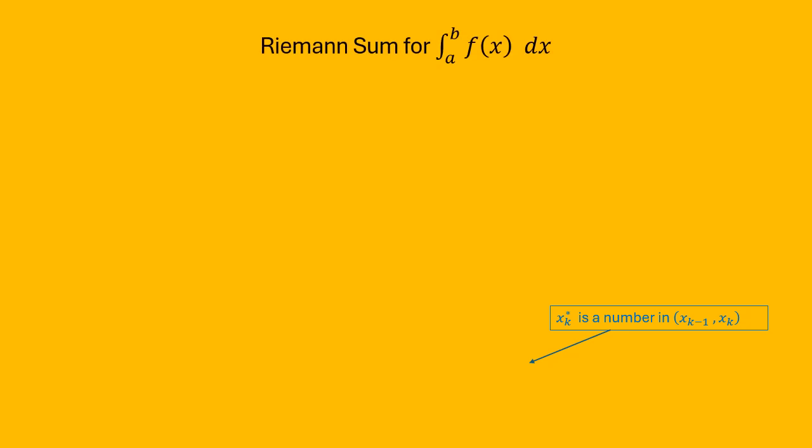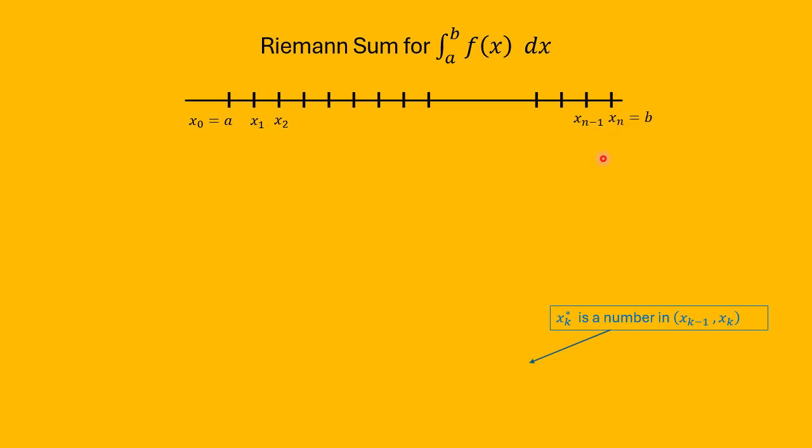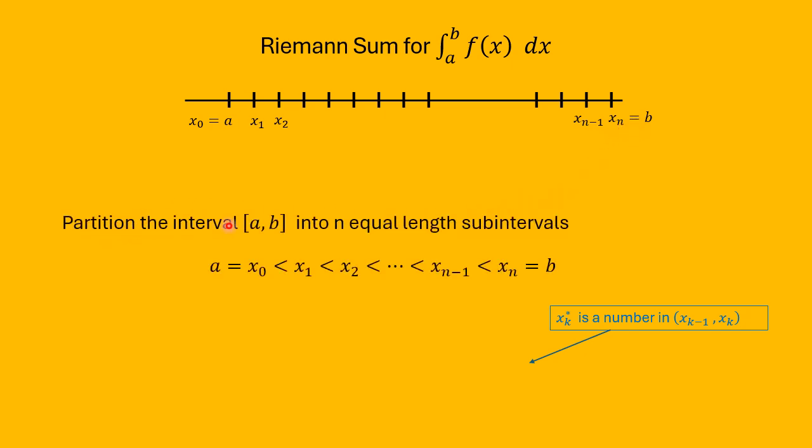Let's start by reviewing the Riemann sum for a single integral, the integral from a to b of the function f of x dx. What we will do is take a number line, and let's suppose that here is a, and we'll call this point on the x-axis x naught. Then we'll use a partition of this, dividing this number line into x sub 1, x sub 2, all the way through x sub n minus 1, and x sub n, which is b. This is called a partition of the interval ab into n equal length subintervals.